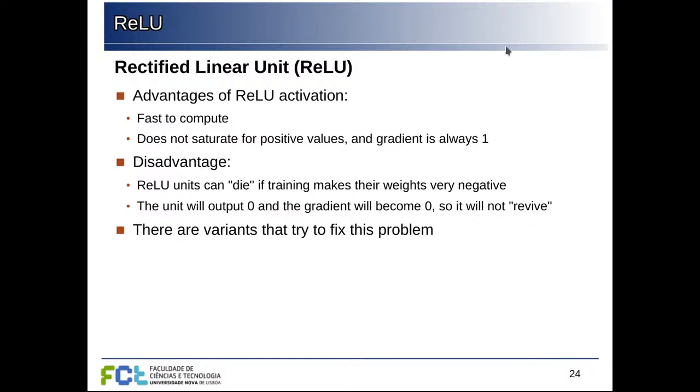So independently of how many layers you have, you can easily propagate the information from the loss function to all the weights using these activation functions. There is one slight disadvantage in rectified linear units because the neurons can die if training makes them always respond as 0 for all the training set.